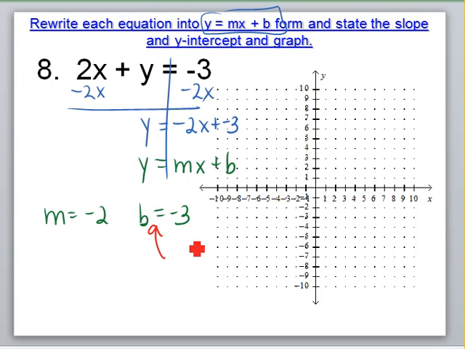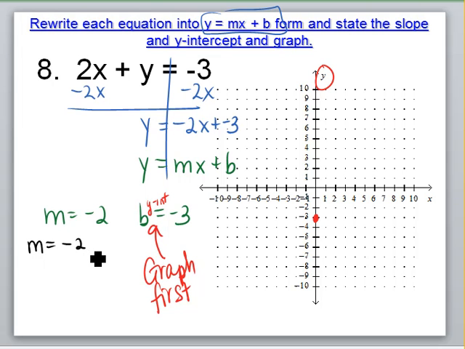We know we're supposed to graph this first. Graph this first. This says my y-intercept. Remember this means y-intercept. My y-intercept is negative 3. There it is. The second part to this is my slope. My slope just says negative 2. I need to say it as a fraction, negative 2 over 1, so that we have a rise and a run. The other fraction that goes along with this, I'll talk about here in just a second.